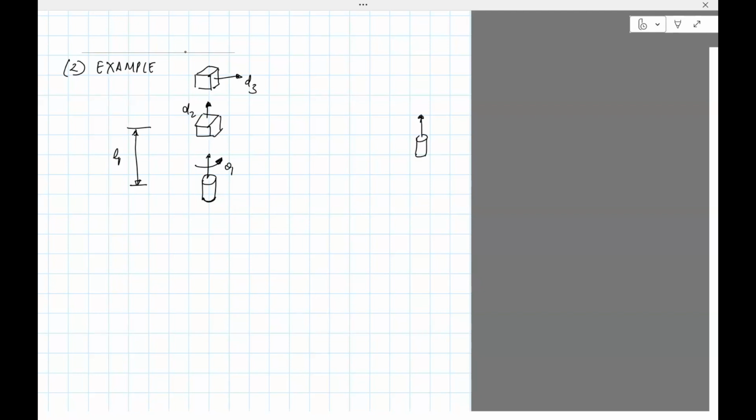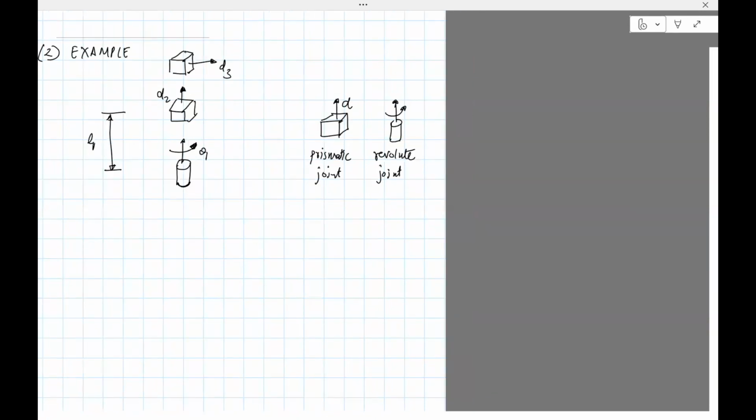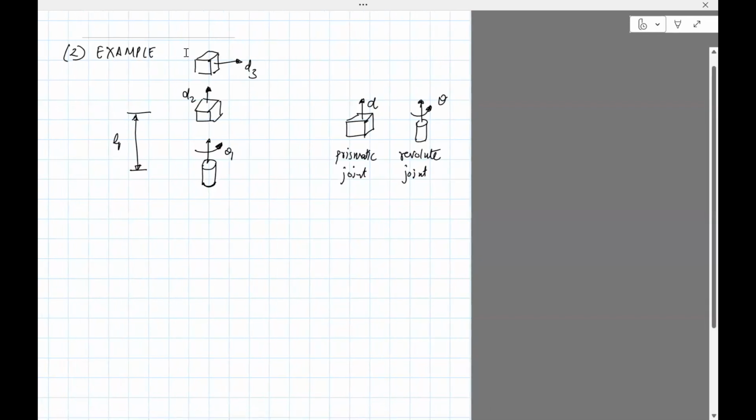Okay, so when I draw a cylinder with an arrow, it means it's a revolute joint. When I draw a box, it means it's a prismatic joint. It's a linear joint. And the axes show the direction. So this is D, this is theta. When I say theta, it's for revolute joints, and it really means that those are the axes which it rotates, right? So this is that, then let's just call this point the end effector.